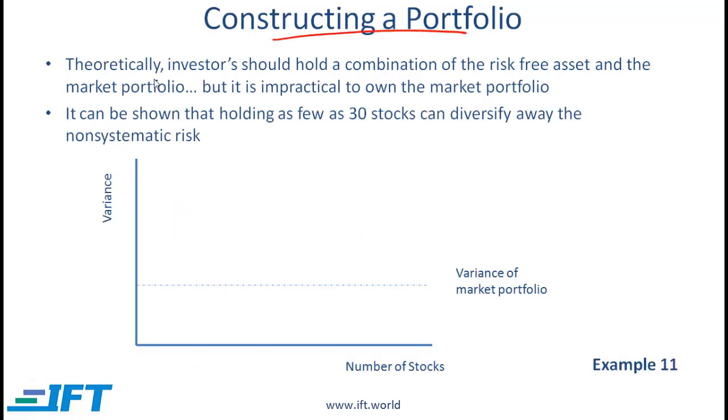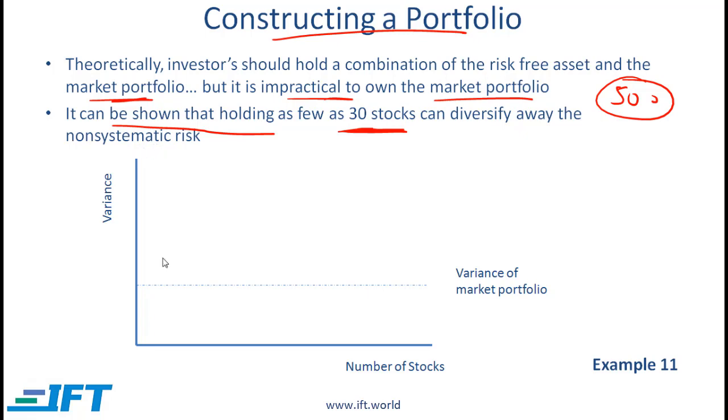Constructing a portfolio. Theoretically, investors should hold a combination of the risk-free asset and the market portfolio, but it is impractical to own the market portfolio. However, it can be shown that holding as few as 30 stocks can diversify away the non-systematic risk. So the point is, you don't need to hold all 500 stocks in the S&P 500 index. Simply by holding 30 stocks, you can diversify away almost the entire non-systematic risk.